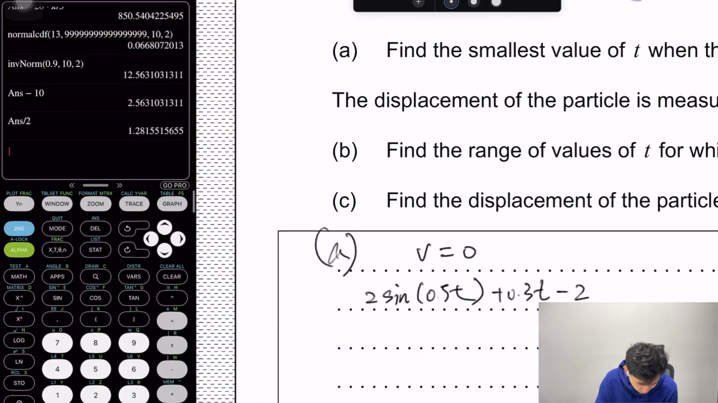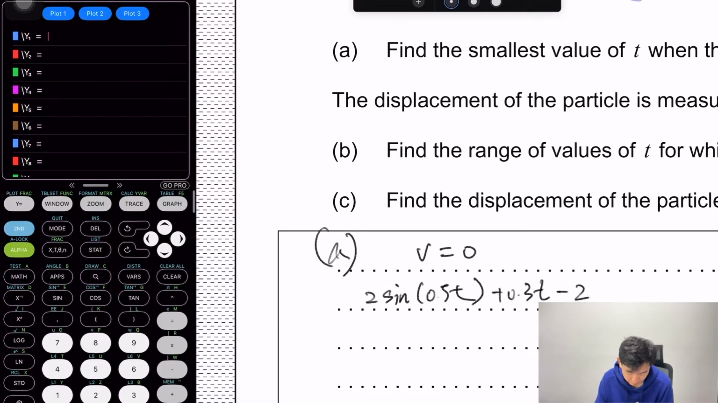So in this case, what can we do? We can then input our equation, which is like 2 times the sine of 0.5. We don't use t, we use x.